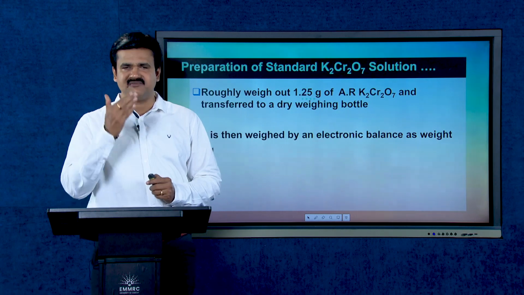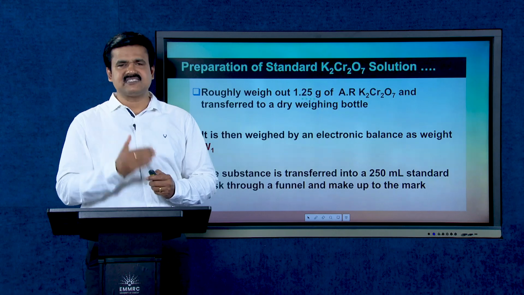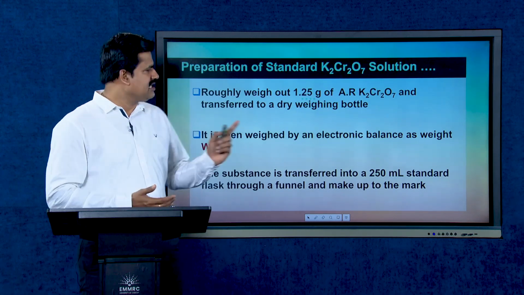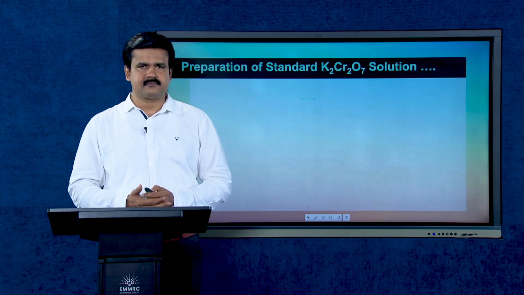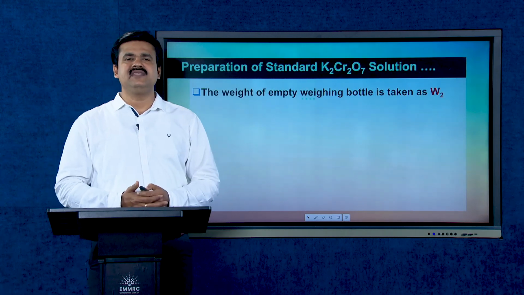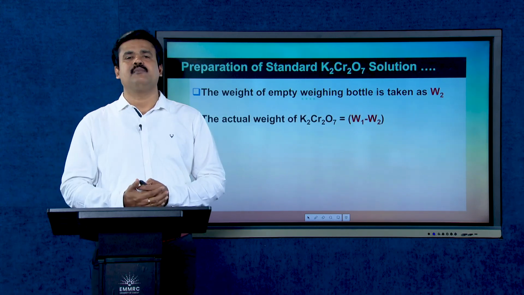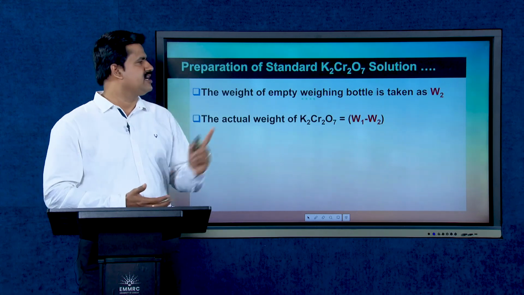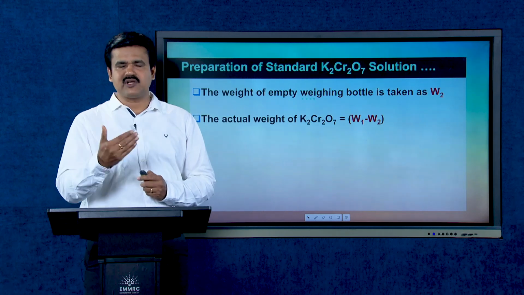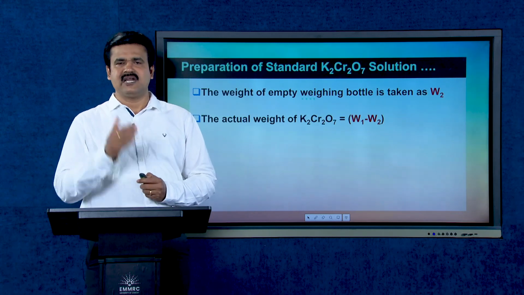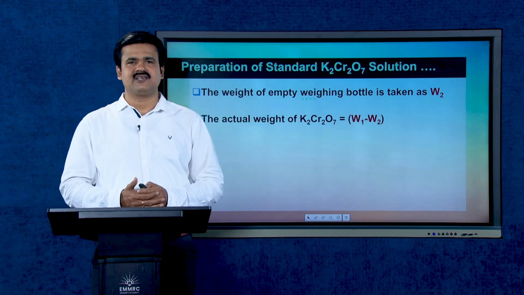So, W1 represents the weight of the substance plus the weighing bottle. Now, the substance is transferred from the weighing bottle into a 250 ml standard flask through a funnel and made up to the mark. Now, the weight of the empty weighing bottle is recorded as W2. Therefore, the actual weight of potassium dichromate is given by W1 minus W2. Remember, W1 represents the weight of the weighing bottle and the potassium dichromate, and W2 represents the empty weight of the weighing bottle. So, the difference gives the actual weight of K2Cr2O7.